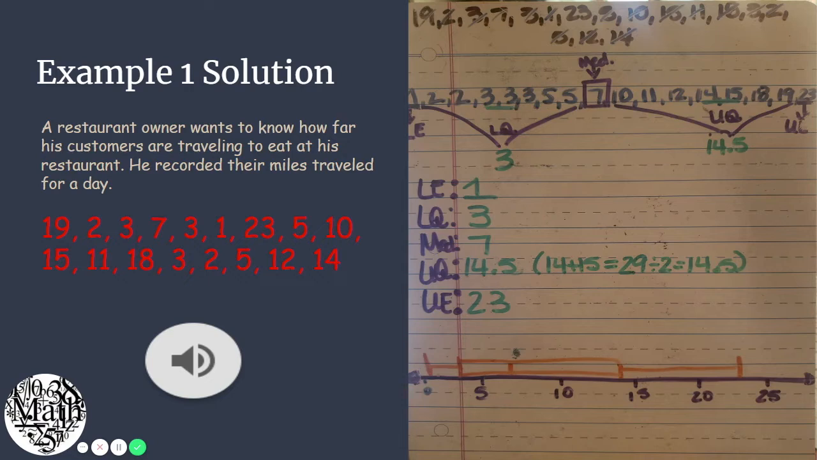Now, with that being said, you're now ready to draw your box and whiskers plot. So what you would do is, on a number line that is numbered to include all the values that you need for those 5 components, you're going to mark off on the number line those 5 points: 1, 3, 7, 14.5, and 23. You're going to mark them with a vertical line.